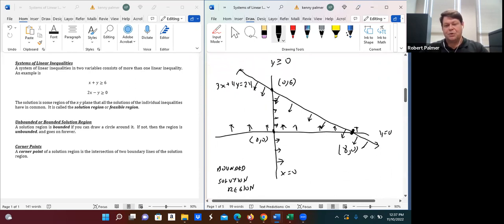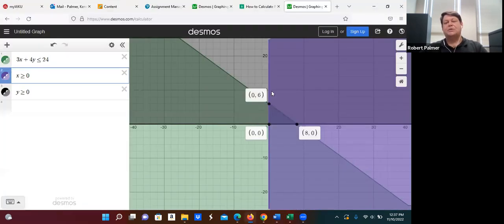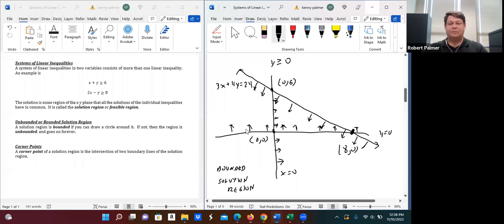And so once again, this triangle right here, which is the solution of all three inequalities at the same time, is our solution region. It is bounded because I can draw a circle around it, and it's not going to grow any larger. So it will always be contained by that circle. That is a bounded solution region. In the previous video, I talked about what's called linear programming, where for maximum and minimum values on our solution region, these corner points will become important.